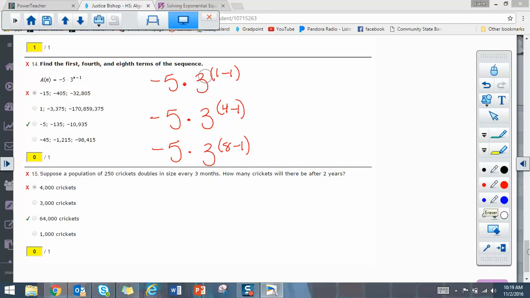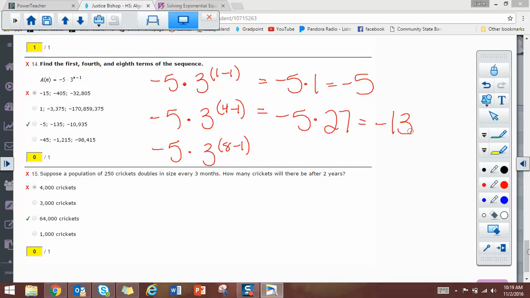1 minus 1 is 0. Anything to the 0 power is 1. So this is negative 5 times 1, which is negative 5. 4 minus 1 is 3. 3 to the 3rd power is 27. So it's negative 5 times 27, which is negative 135. And then negative 5 times, I have no idea what 3 to the 7th power is, so in your calculator you can do 3 times 3 7 times. It's 2,187, and when you multiply that times the negative 5, you get 10,935.